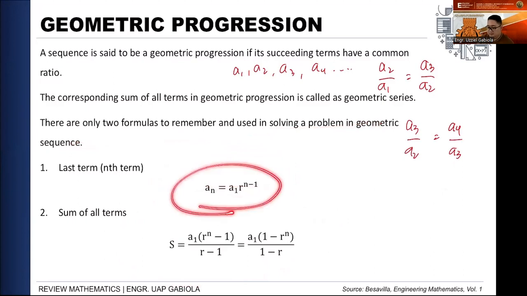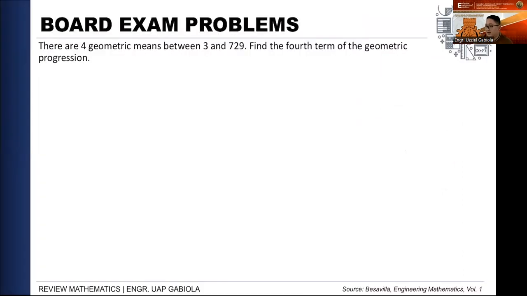Okay? So, let's proceed with an example. There are 4 geometric means between 3 and 729. Find the 4th term of the geometric progression. Okay? So, ibig sabihin, meron tayong 4 terms between nung 3 and 729. Okay? So, sabi niya, 3, then 1, 2, 3, 4, tapos 729. No? Then, find the 4th term of geometric progression. So, hinahanap natin yung 4th term.